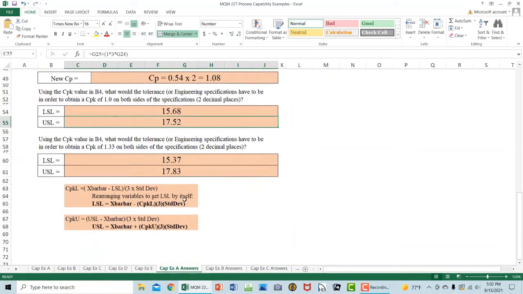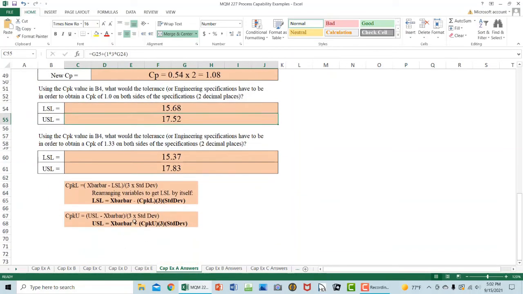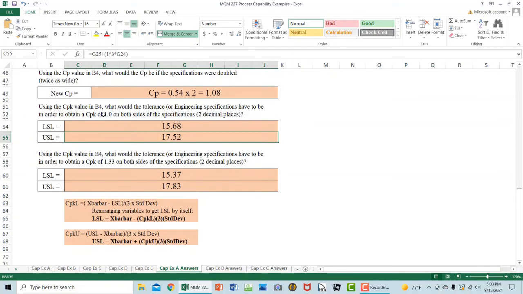To do the upper specification, it's somewhat similar. That one was X bar bar minus CPKL. This is X bar bar plus CPK for the upper side times 3 times standard deviation. We still want 1. That's what it's saying right there, 1, times 3 times that standard deviation. So if you plug those numbers in, you're going to come up with 17.52. Again, you can pull this up in announcements and see the formulas and kind of trace them out to see how it works.